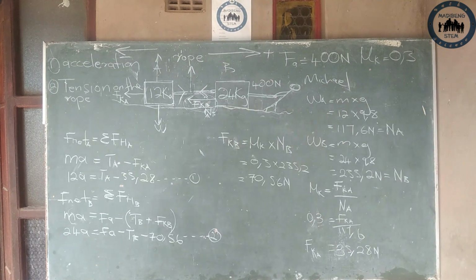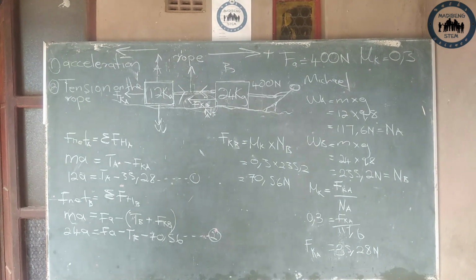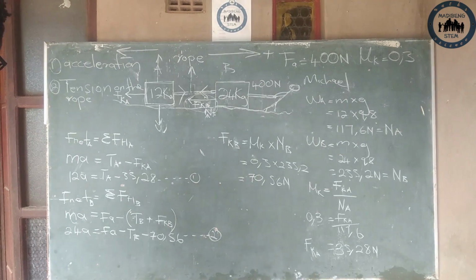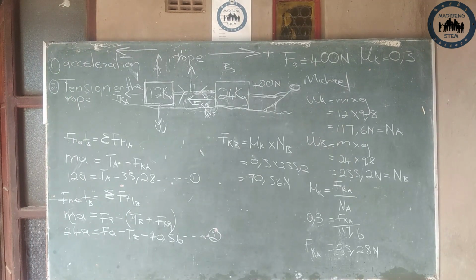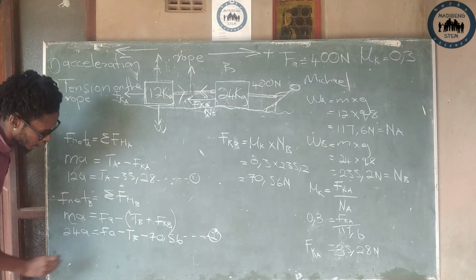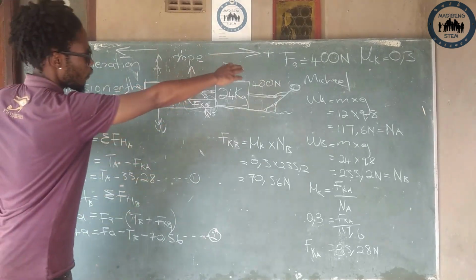So we have two equations now. We will have to equate these two equations to eliminate the tension. So now, instead of leaving our answer like this, let's substitute our FA, which is 400.